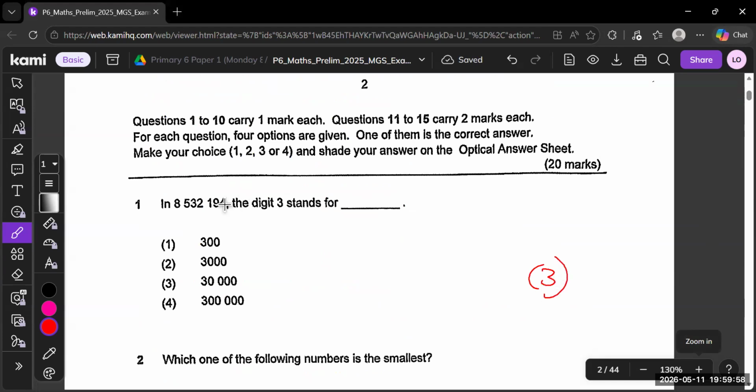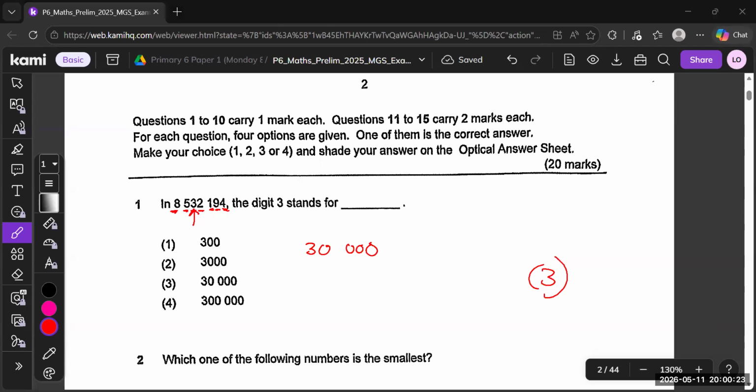Place value. Okay, this is the ones place, tens, hundreds, thousands, 10,000, and 100,000, and millions. So your digit three is in the 10,000 place. So three 10,000 is how many? Three tens, three 10,000, 30,000. So your answer should be number three. Very easy. Place value. Okay, Tanishka is here. So that's question number one.